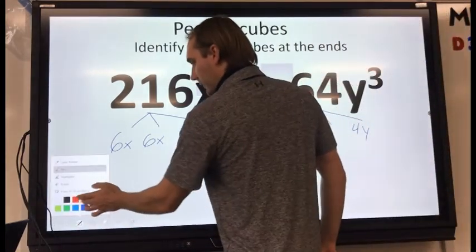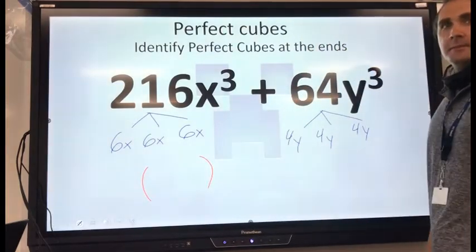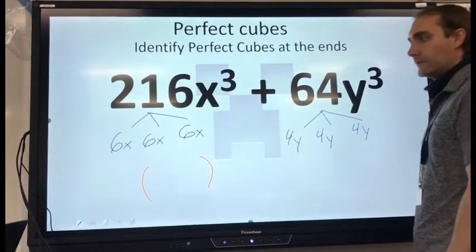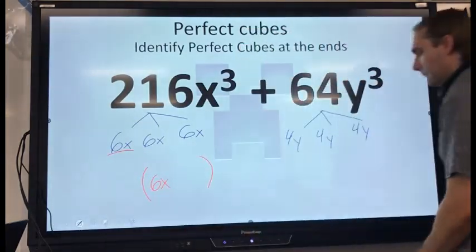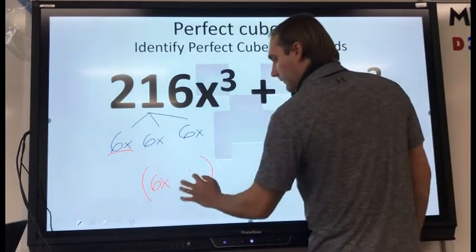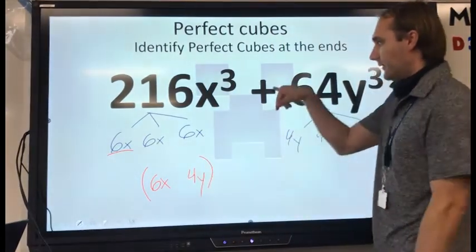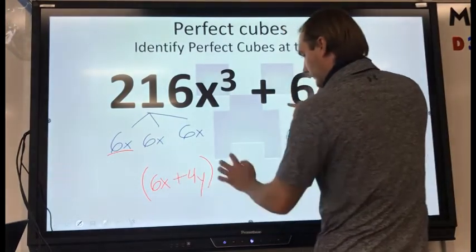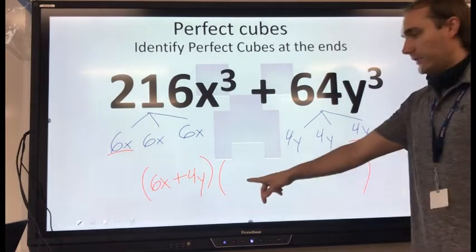Okay, let's factor this. I have this first part, which is A and B. And what's my A? Say? 6x. What's B? 4y. What symbol do I put here? What operation? Plus. Copies this one. Now, what goes here?